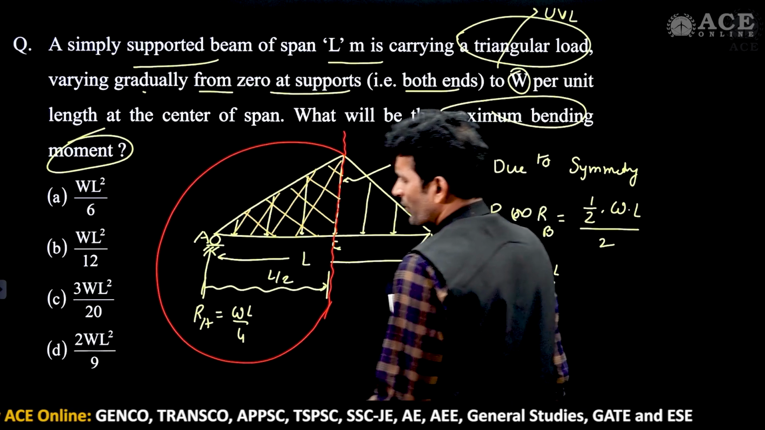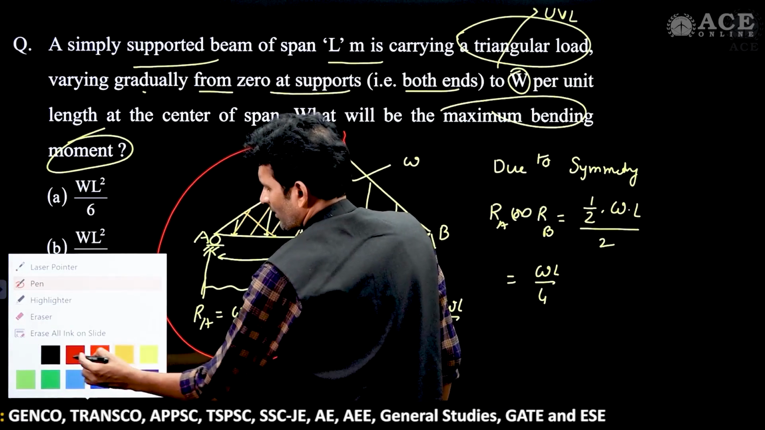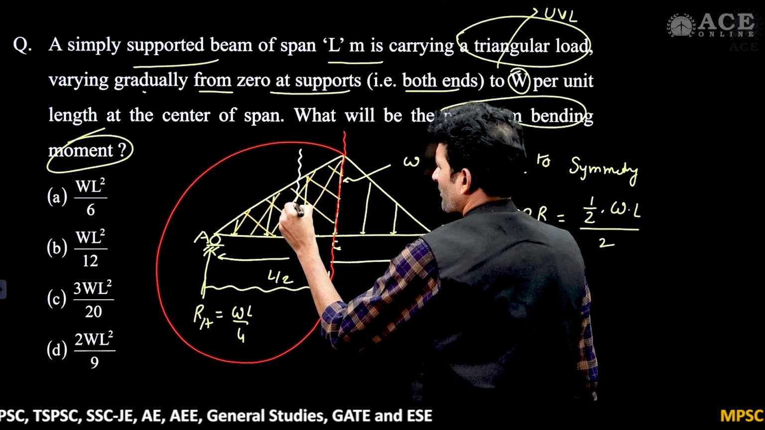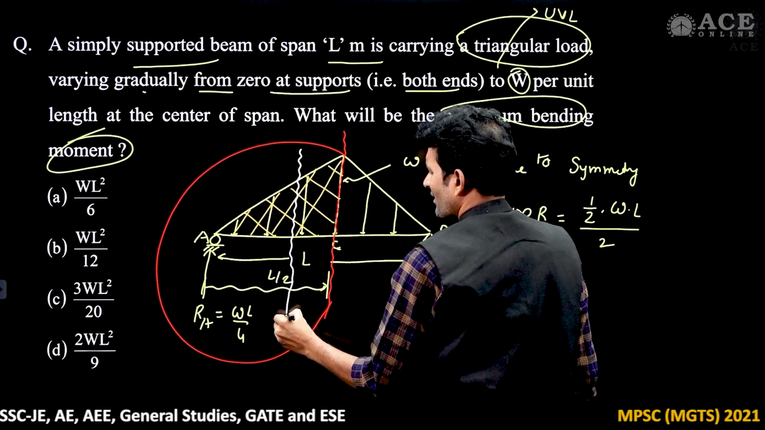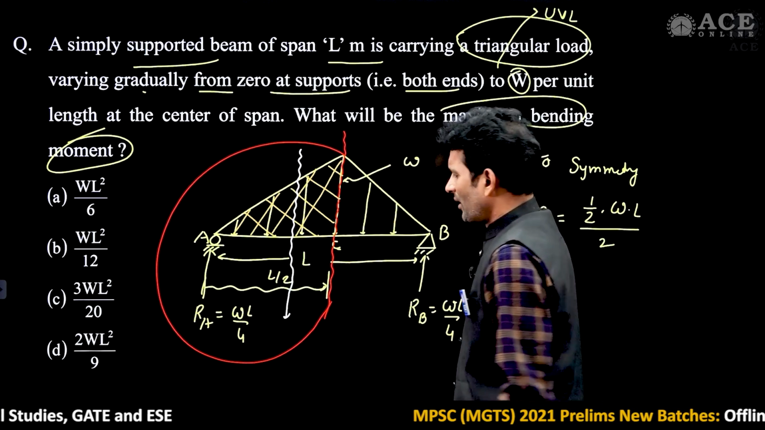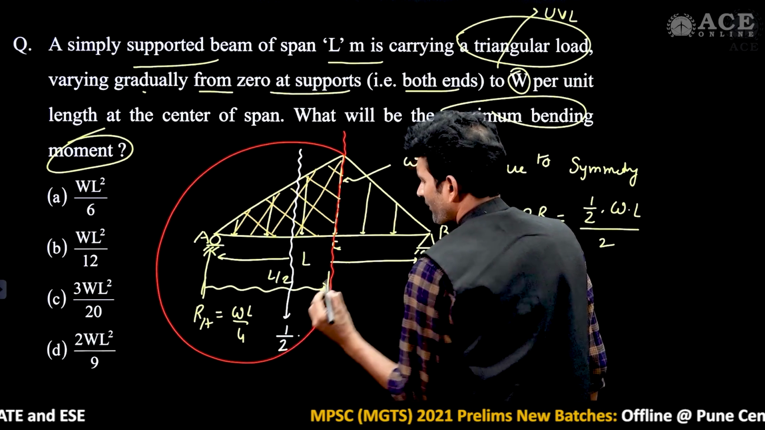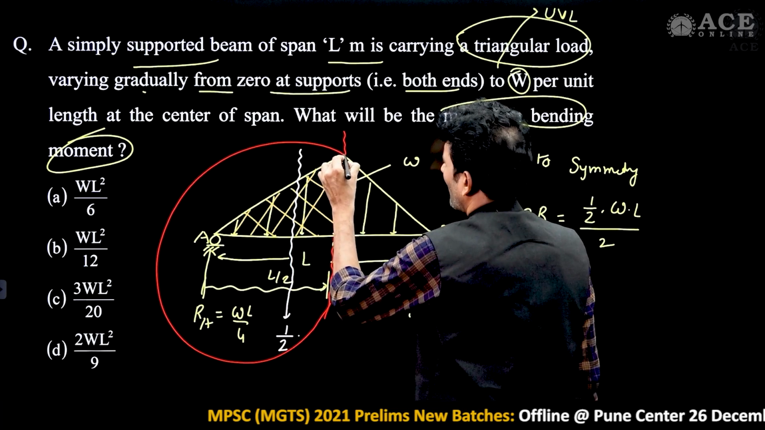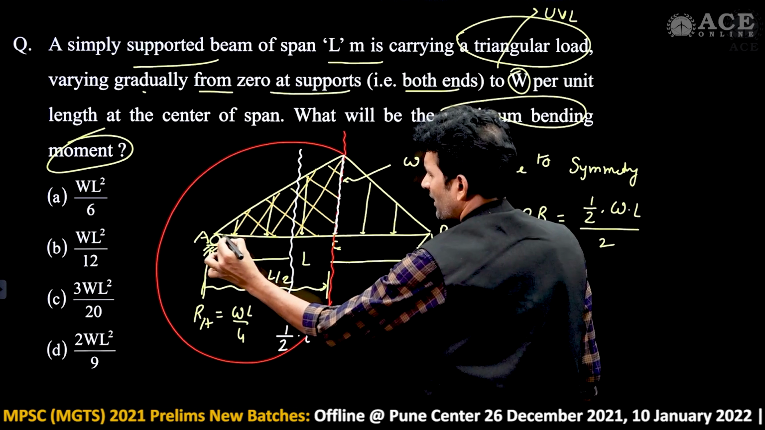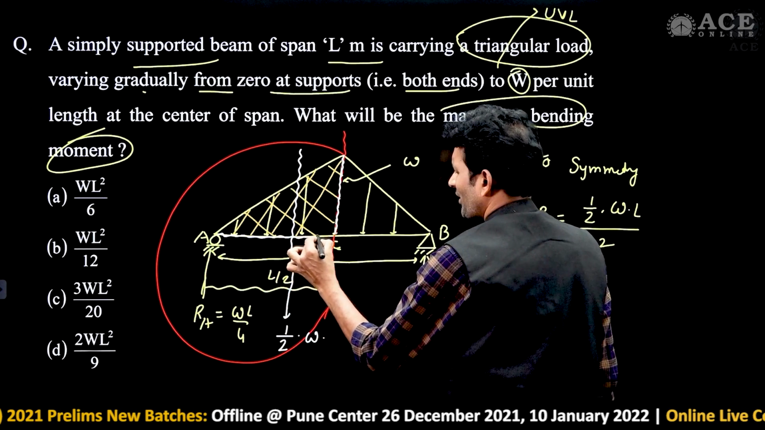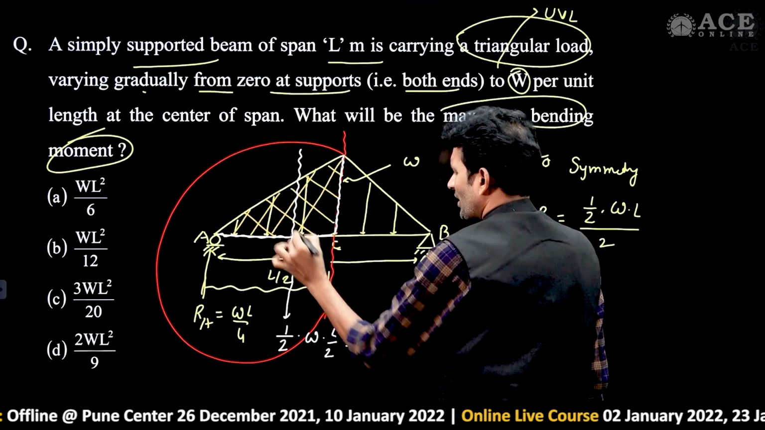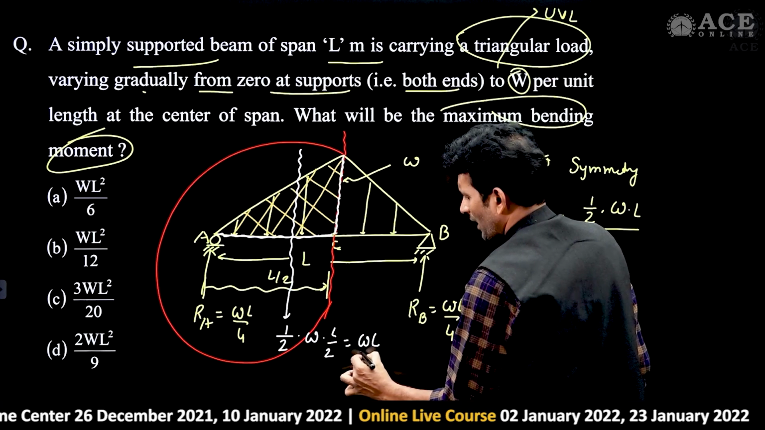So, first of all, you should convert this UVL into a point load, and that point load acts at the centroid of the shaded area. Now, again it is a triangle. Convert this one half, and what is the altitude for this triangle? This is the altitude. Omega is the altitude. What is the base? This is the base we are having for the shaded triangle, L upon 2. So, if I convert the shaded area into the point load, it should be omega L divided by 4.